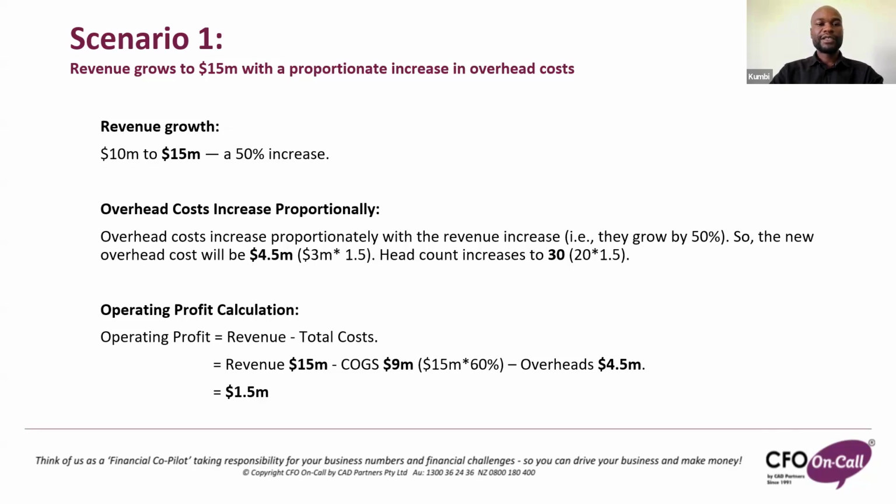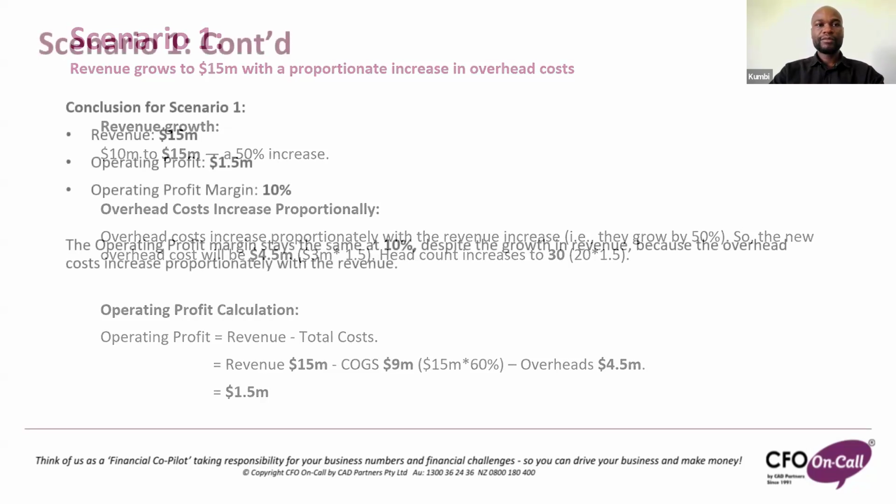And our operating profit is going to be total revenue less total costs. So 15 million is the new revenue. Our cost of goods sold is 60% of revenue, which is $9 million, less 4.5 million in overheads. So we have operating profit of 1.5 million.